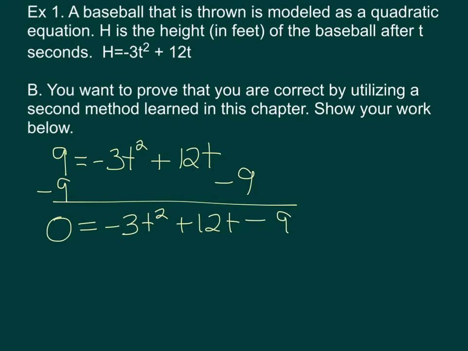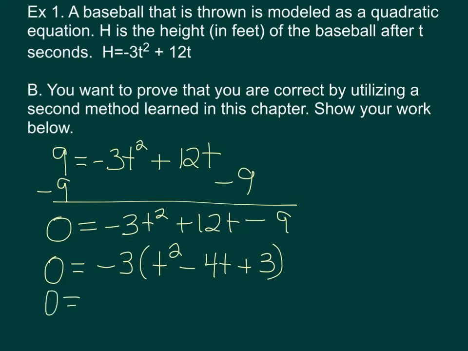Right away, I can see that I can pull out a common factor. So I still have my 0, but I can divide everything by negative 3. And then I'm left with t squared minus 4t plus 3. And I'm going to factor that trinomial part there, okay? And I get, keep that negative 3 on the outside. When I factor it, I get a t minus 1, t minus 3.